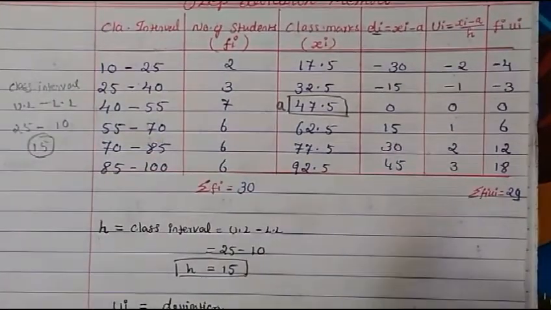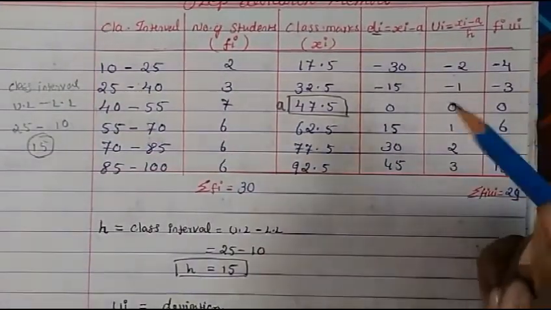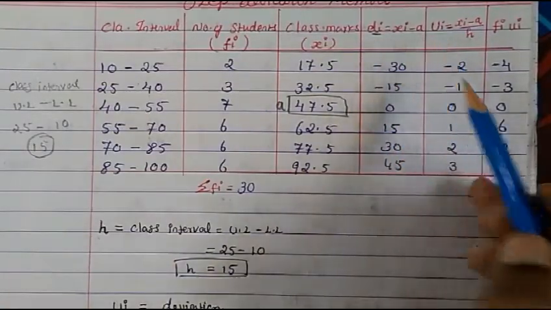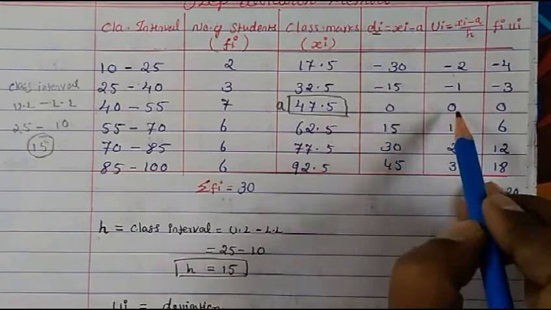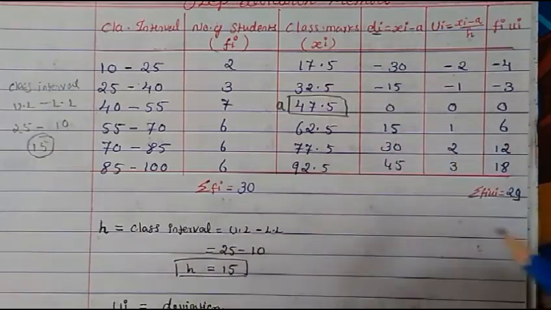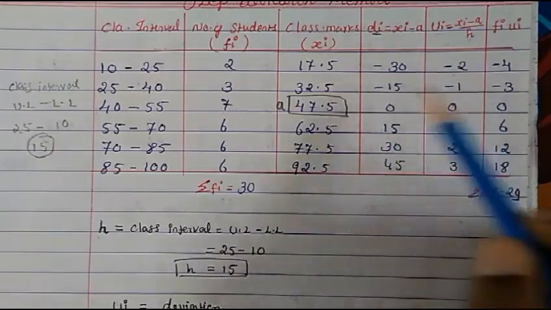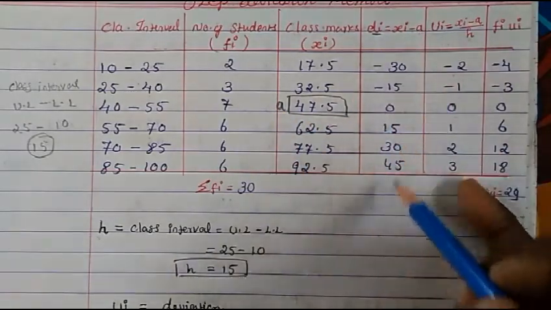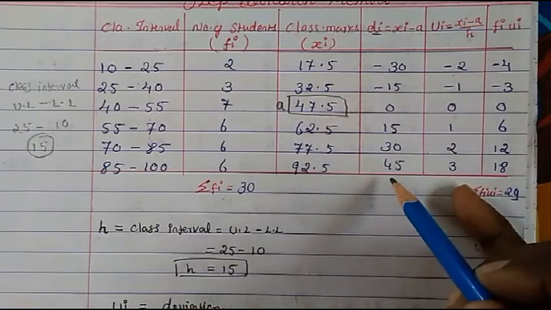See, in the step deviation method, there is no calculation. I told you how to do the shortcut. Where you have 0, put 0, and put 1 to 3, 1 to 3 down, and up will be negative. Here what we did: where the a value is there, we put the 0, and then in the class interval table we wrote down, and up will be negative, down it is positive.